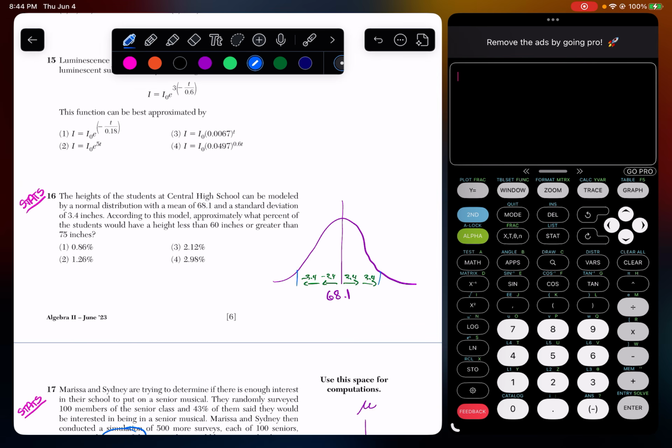But before I bother calculating it, let's read what they ask me. According to this model, approximately what percent of students would have a height less than 60 inches or greater than 75 inches? And then looking at my answer choices, I have 0.86%, 1.26%, 2.12%, 2.98%. None of these are 5%. None of these are my even 95, which means I'm going to have to do something fancier than just get my 95% interval.